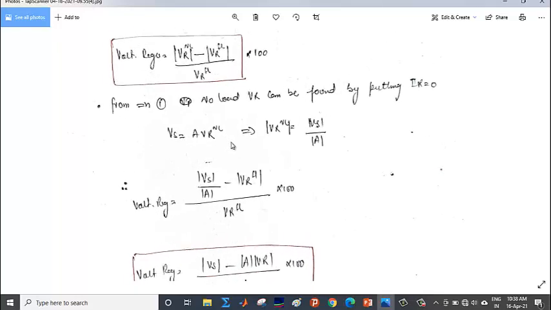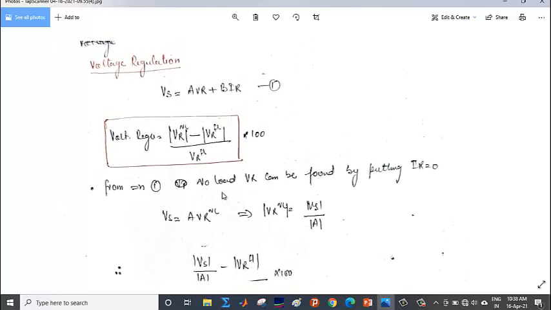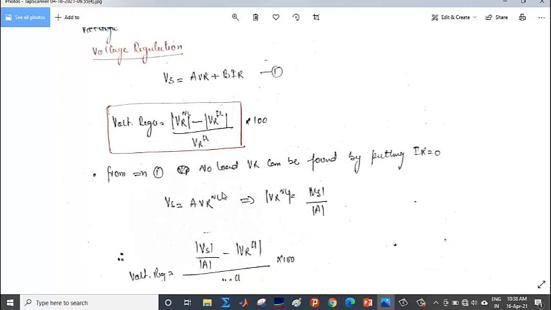So we'll first discuss the voltage regulation of the short transmission line. For voltage regulation, I will use the first equation, that is Vs equals A VR plus B IR. The general definition of the voltage regulation is the receiving end voltage at no load minus the receiving end voltage at full load, divided by the receiving end voltage at full load, multiplied by 100.